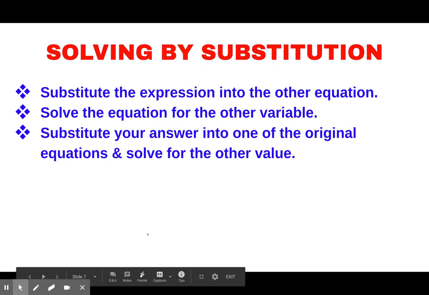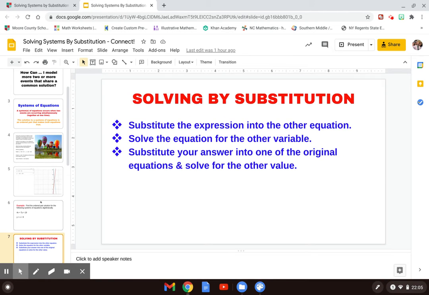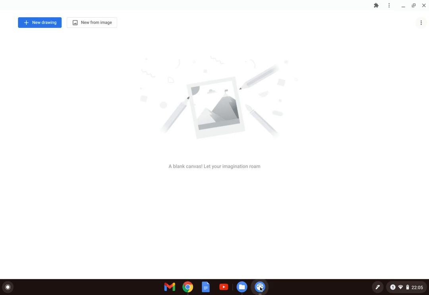All right, so we're back. Let's go back to our previous practice problem, which was 4x plus 7y equals 19 and y equals x plus 9. We will follow these 3 steps to solve this system of equations. So I have 4x plus 7y equals 19, and then I have y equals x plus 9.